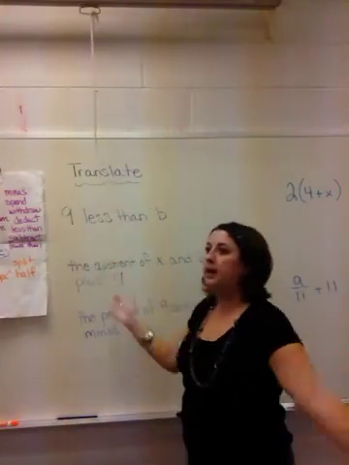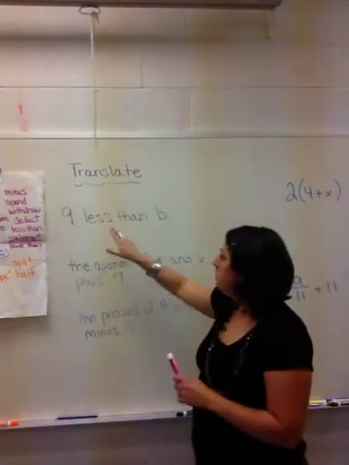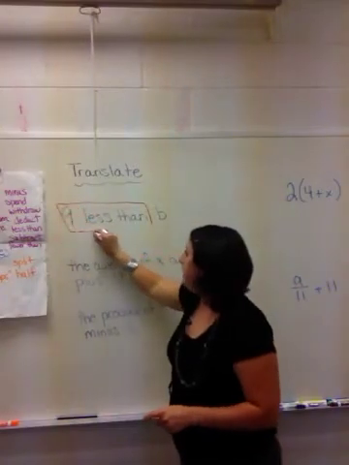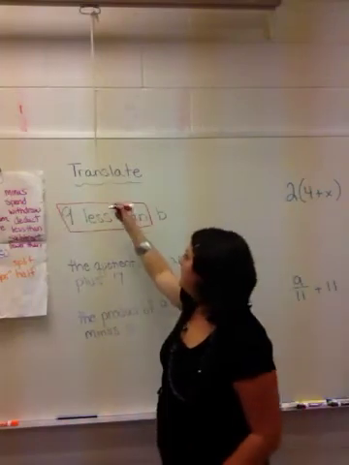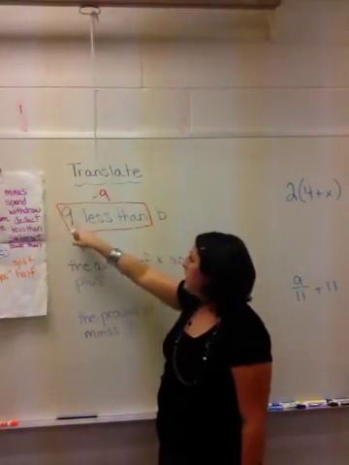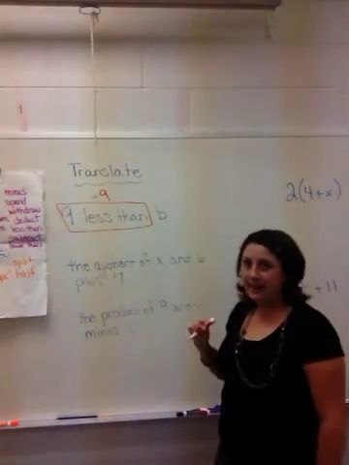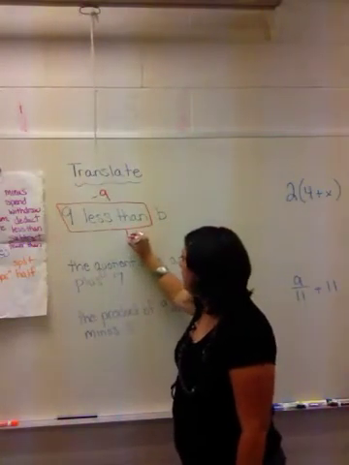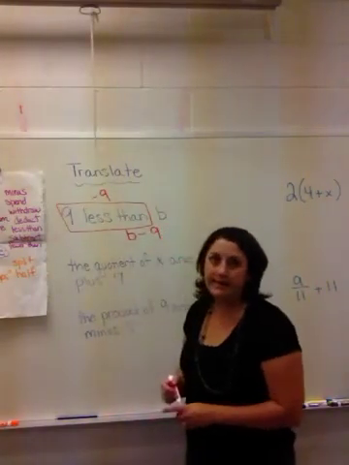So let's see how we can break down 9 less than B. So what we have here is this phrase less than. 9 less than. If I think about what 9 less than means, it means minus 9. Then I'm going to take away 9. So what I have is minus 9 and B. 9 less than B. So if I was going to translate that into algebraic form, I would write the expression B minus 9.